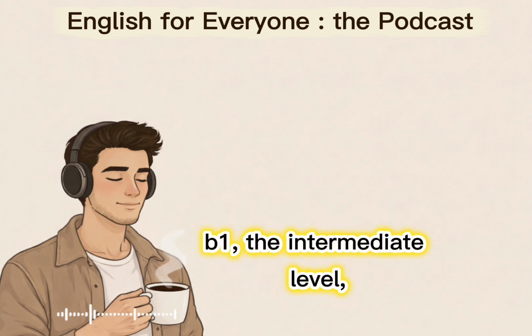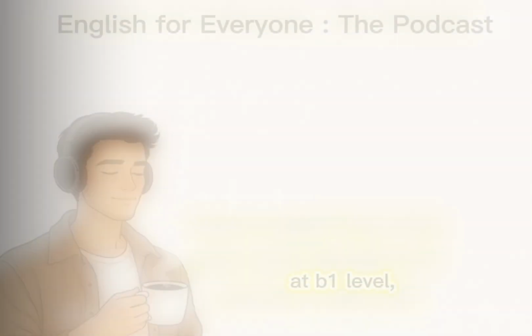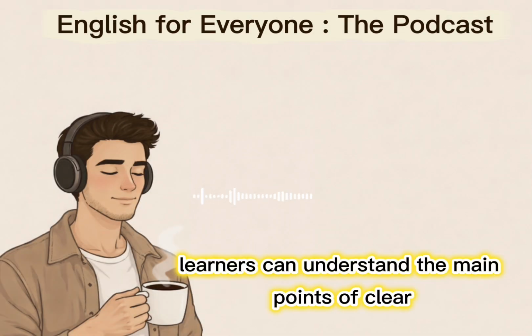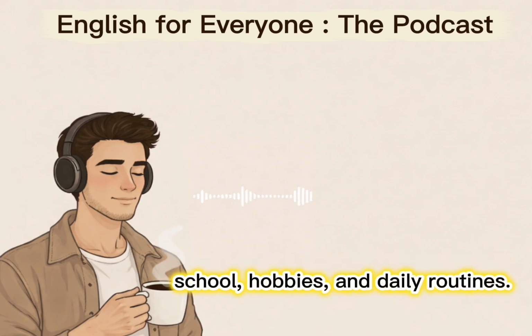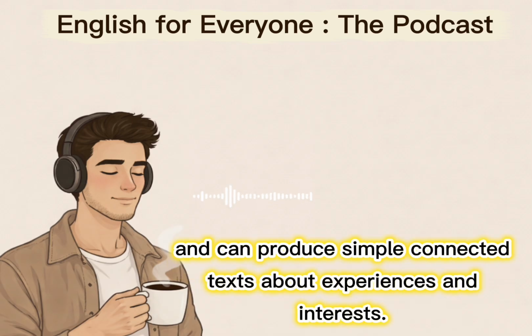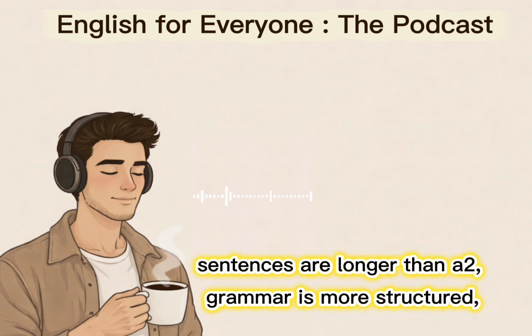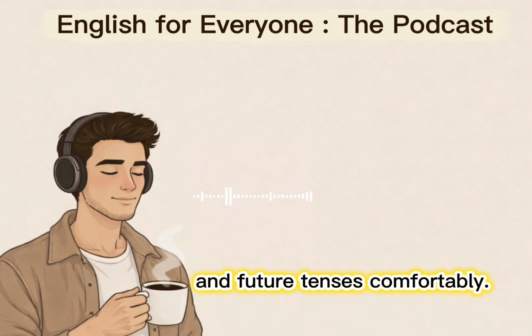B1, the intermediate level, where English becomes even more flexible and natural in daily life. At B1 level, learners can understand the main points of clear, standard English on familiar topics like work, school, hobbies, and daily routines. They can deal with most situations while traveling and can produce simple, connected texts about experiences and interests. Sentences are longer than A2, grammar is more structured, and learners can use past, present, and future tenses comfortably.